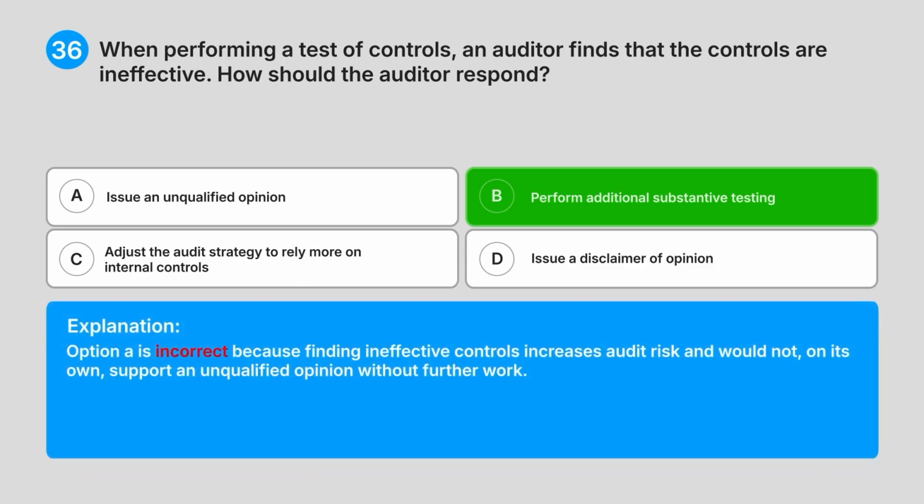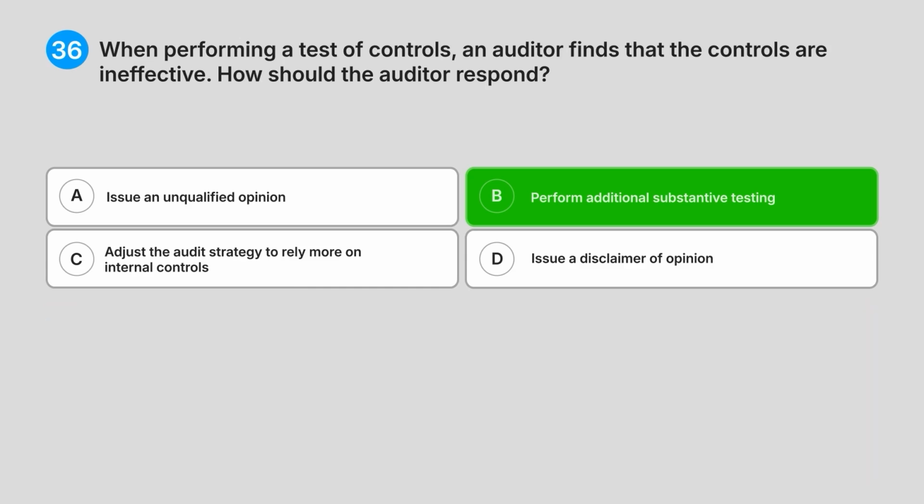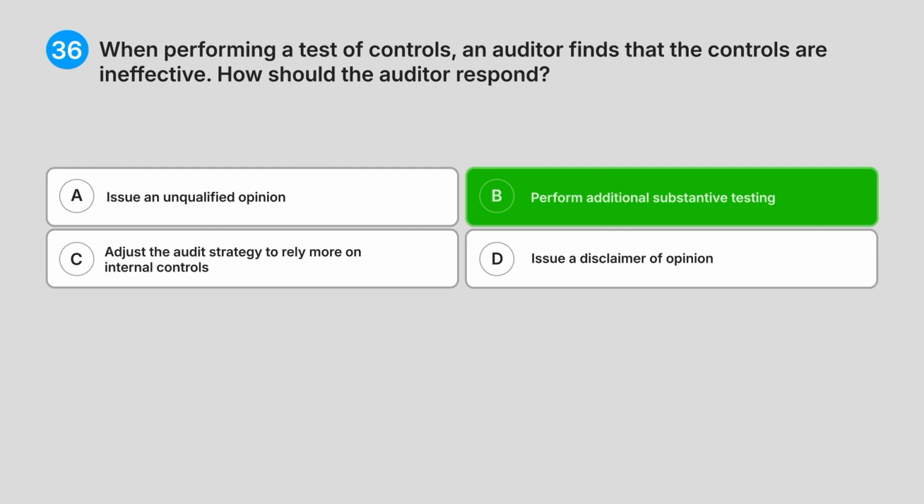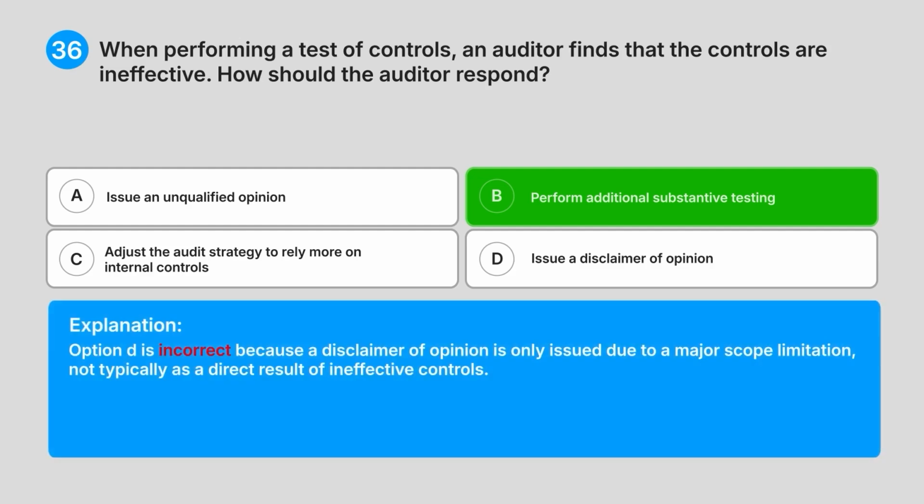Option A is incorrect because finding ineffective controls increases audit risk and would not on its own support an unqualified opinion without further work. Option C is incorrect because the auditor would do the opposite. They would adjust the strategy to rely less on internal controls. Option D is incorrect because a disclaimer of opinion is only issued due to a major scope limitation, not typically as a direct result of ineffective controls.